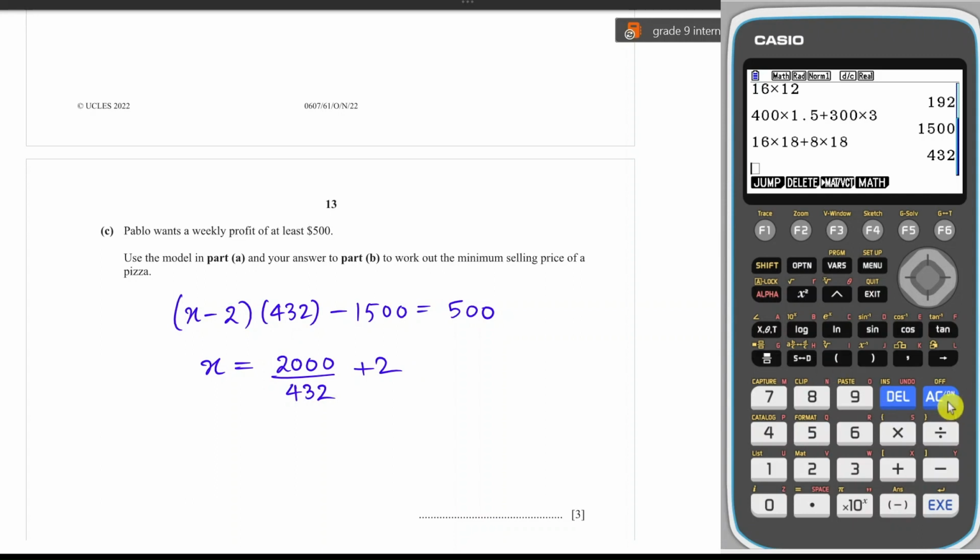That gives me, you can just see this is the calculation. You can use your calculator or any other method that you find convenient. So 2000 divided by 432 plus 2, and that gives me 6.63. If I round off to 2 decimal places, that is 6.63.